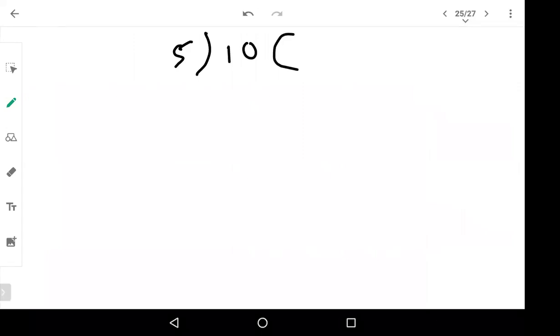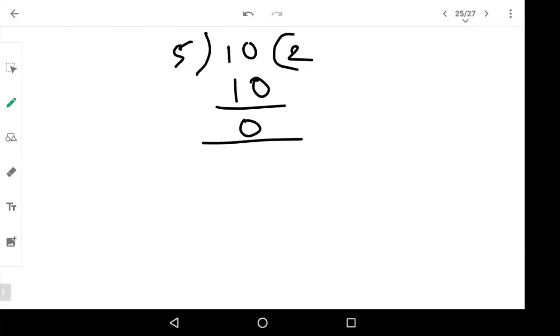So I can go with 5 twos are 10. Okay. 5 twos are 10, and the remainder is 0. So this is the last step. 5 twos are 10. The remainder is 0. So this will end our division part.